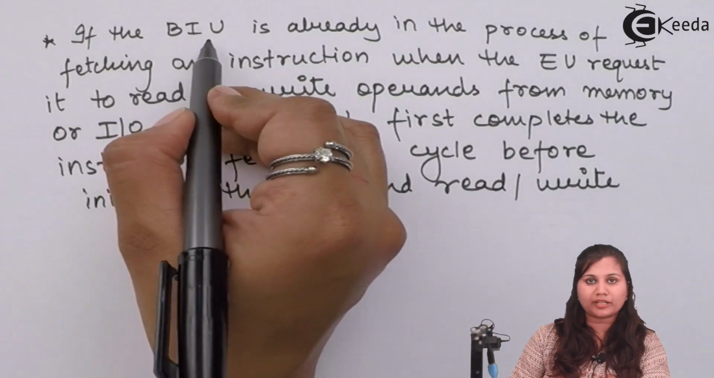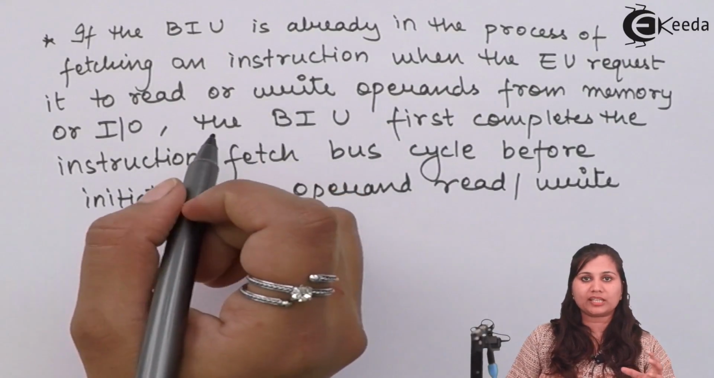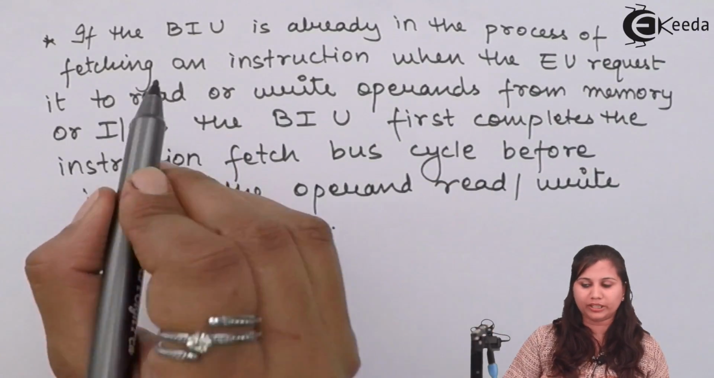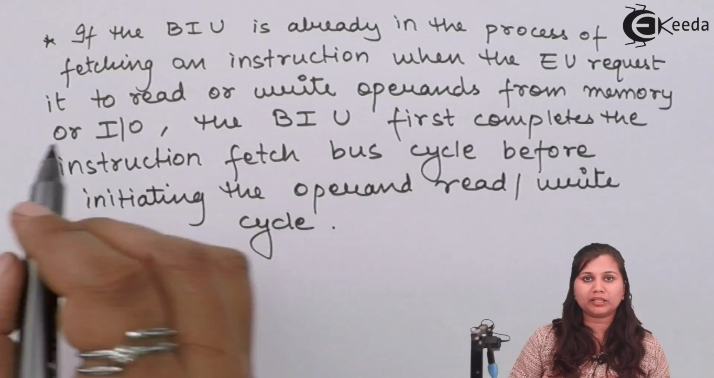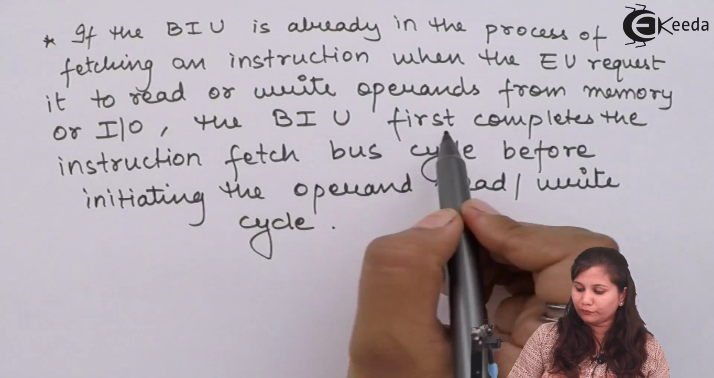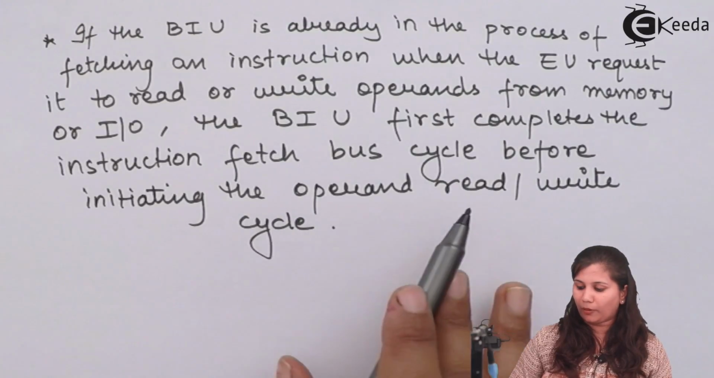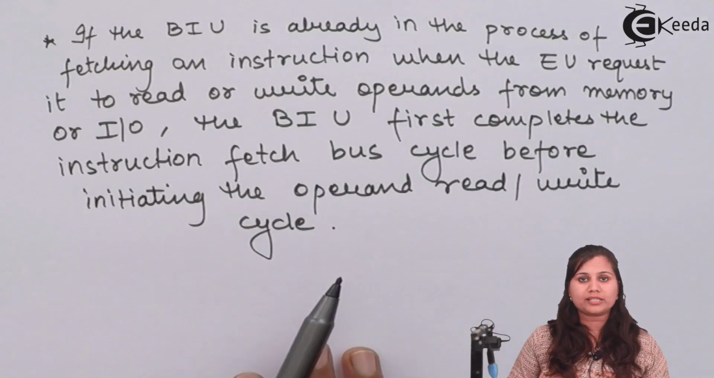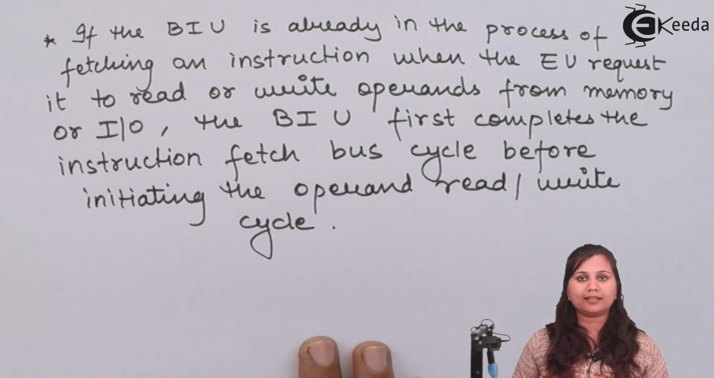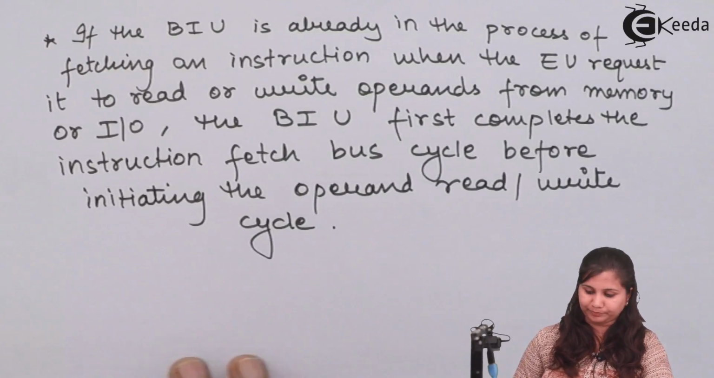So if the bus interface unit is already in the process of fetching an instruction, and at the same time the execution unit requests it to read or write the operands from the memory or the input output devices, what this BIU is going to do is first complete the instruction fetch bus cycle before initiating the operand read and write cycle. So first the BIU is going to finish the instruction fetch cycle, and then it is going to perform the operand read and write cycle.